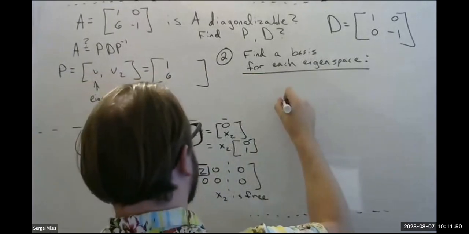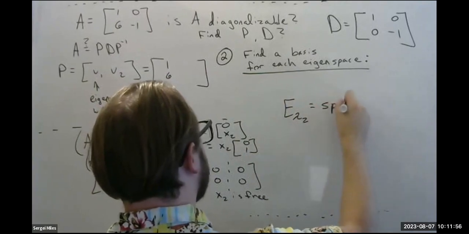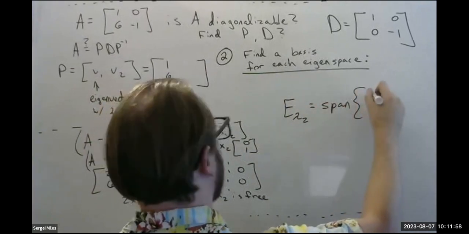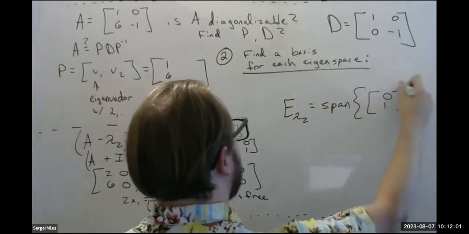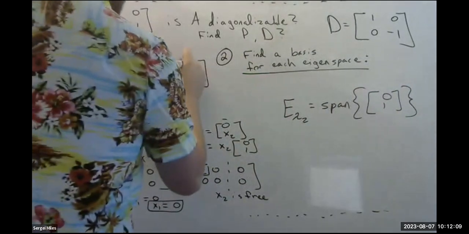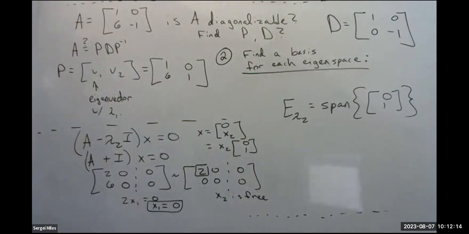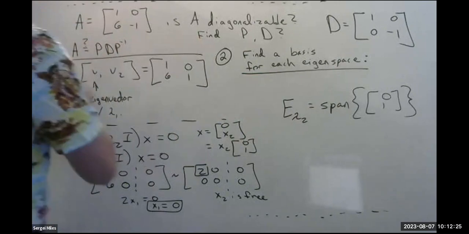My second eigenspace is the span of 0, 1. Well, lucky for us, this is already a nice vector. There's no fractions. So this will become my second column. And lo and behold, we're done. Okay, great. We found our matrix P. We found the matrix D, and that's it.